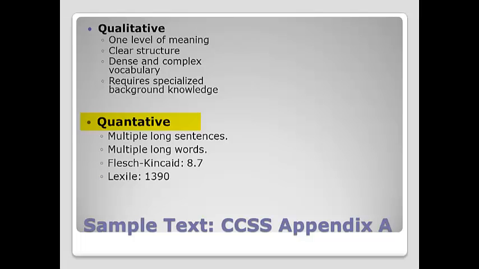When we look at the quantitative measures, notice when I counted the words per sentence, we had somewhere around 25 words per sentence in most of the sentences. And again, we had multiple long words. There were 31 that we counted that were 6 letters or longer. And the Flesch Kincaid, this is a mistake here, it didn't come out at 8.7, it came out in the 11th grade range. And then the Lexile range came out at 1390, which again, as I mentioned, puts it above the 11th to college and career ready band.